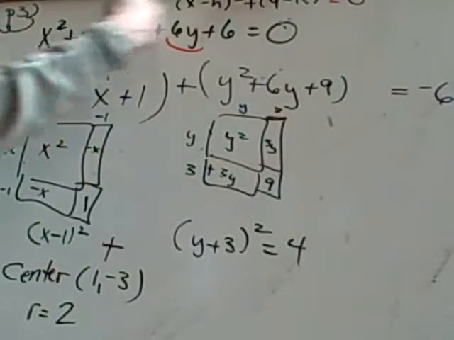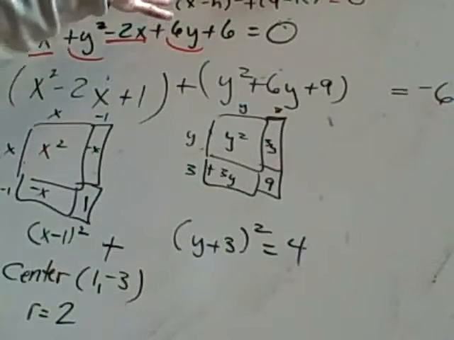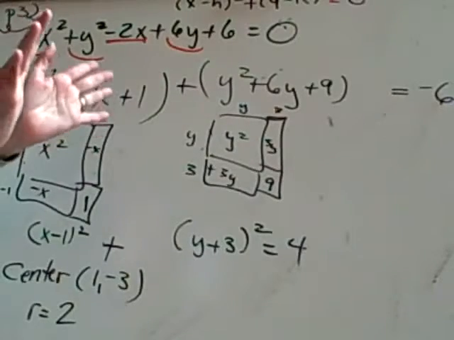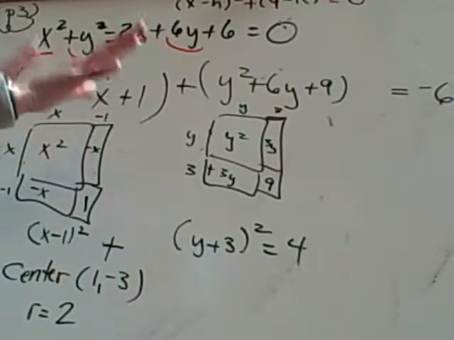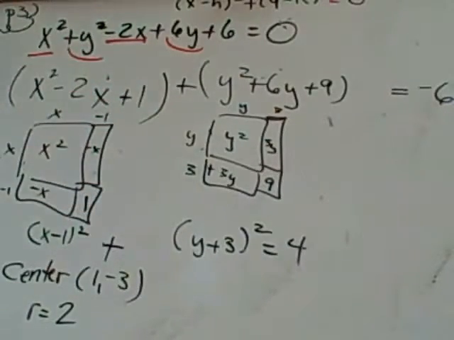So that's what you're doing. Whenever you've got this big long form, you want to get all your x squares and x's together, all your y squares together, do your completing the squares, write them as perfect squares, boom, you're done. Okay, so let's go ahead and do our next example.